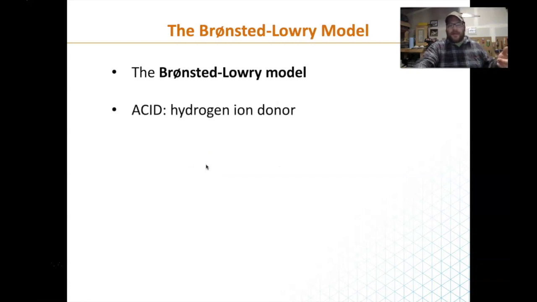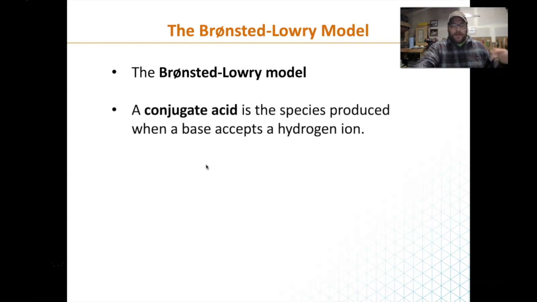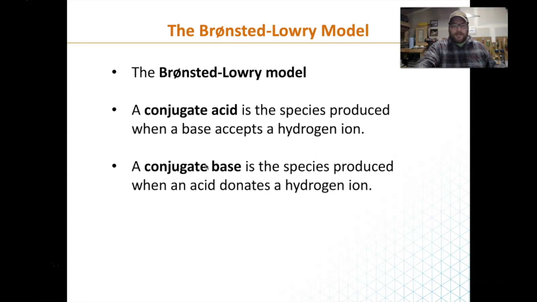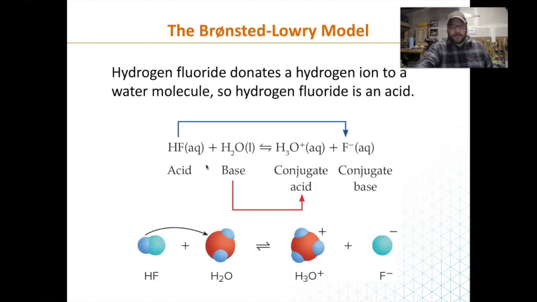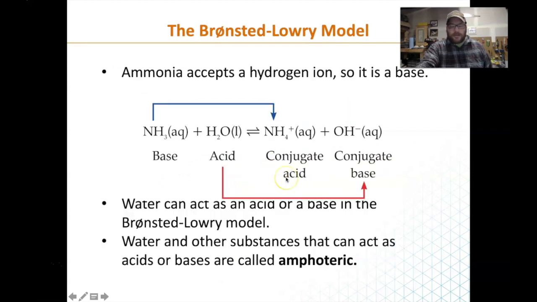Bronsted-Lowry model, real quick, is acids are hydrogen donors and bases are hydrogen acceptors. Okay, and then this is where we saw conjugate acids and bases. Okay, remember the conjugate acid is the species that's produced from the base, and so on and so forth. So remember they're kind of opposite pairs there. We saw some examples of those. So our hydrogen fluoride is giving up the hydrogen and forming the fluoride here. So you can see that the acid turns into the conjugate base and the base turns into the conjugate acid. Okay, and same thing here. We talked about amphoteric, how water can act as both an acid or a base.